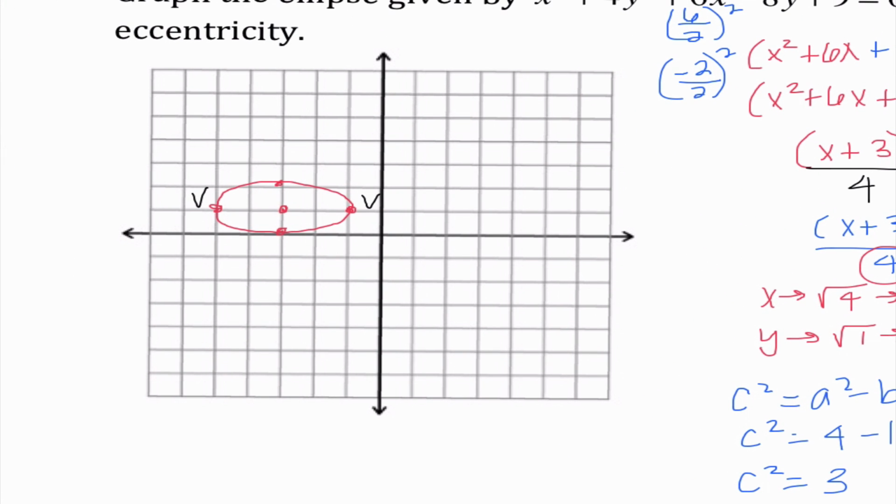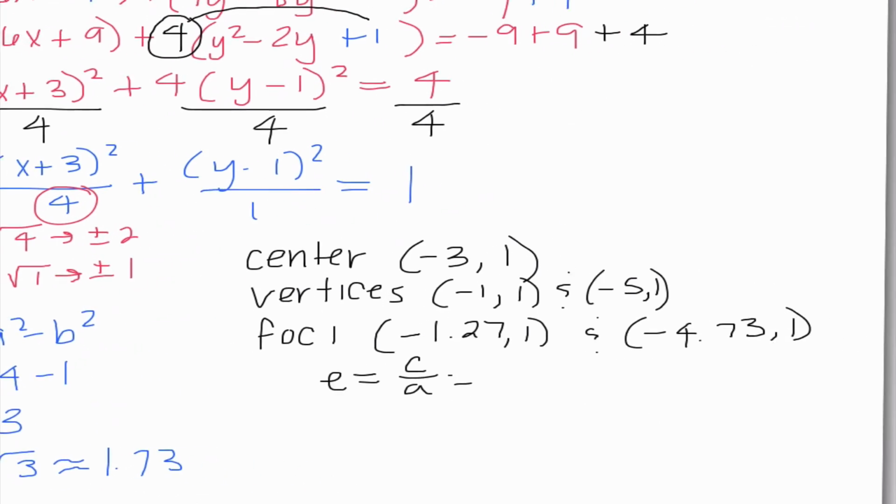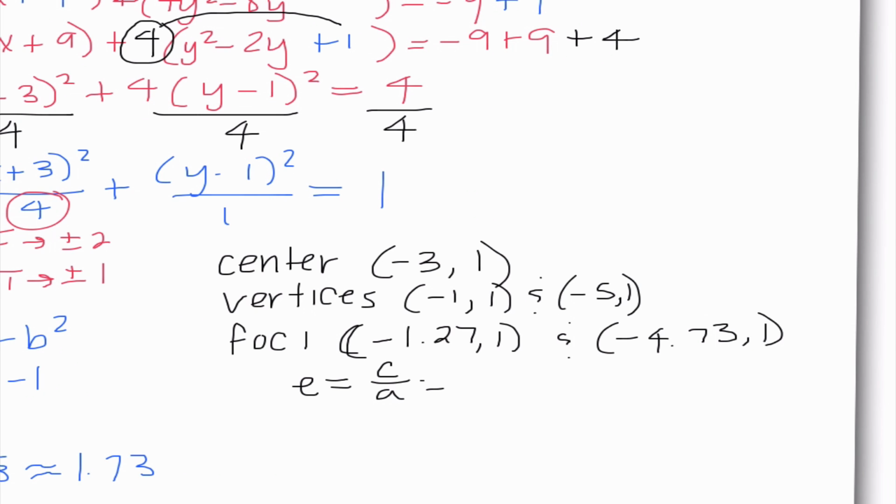Or we could also just say, I'm going to move 1.73 to the right, so this value technically should be negative 3 plus 1.73. I'm also going to move 1.73 to the left, which would be negative 3 minus 1.73. I want to point out here that our foci are always inside the ellipse. If for some reason you got foci that were outside the ellipse, we know that we made a mistake. So if I compute those values in my calculator, I get negative 1.271 and negative 4.731.